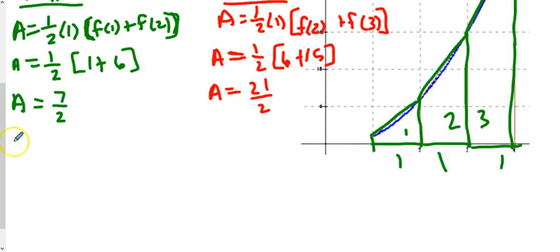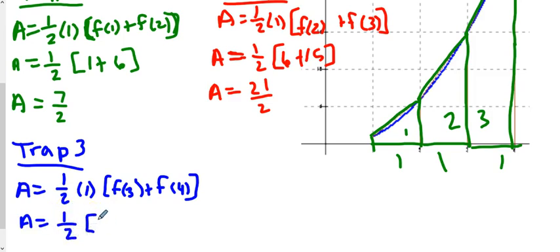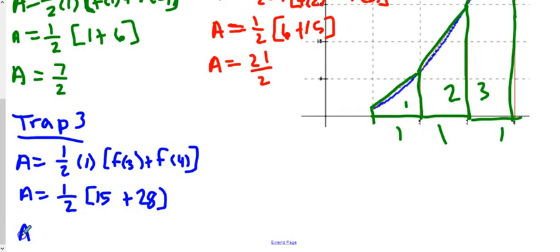And for the third trapezoid, we've got area equals 1/2 of 1 times f of 3 plus f of 4. All right, so that's going to be 1/2 times 15 plus 28, which gives us 43/2. And just like the rectangles, we're going to add them all together to get our total.